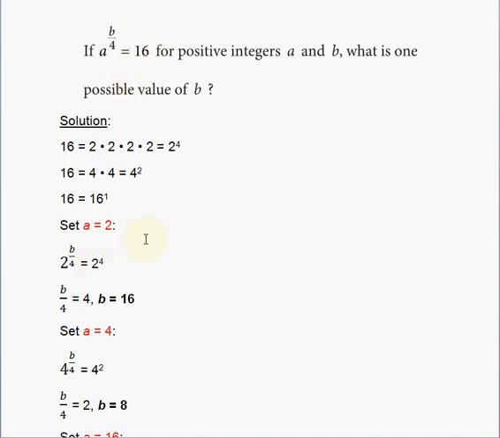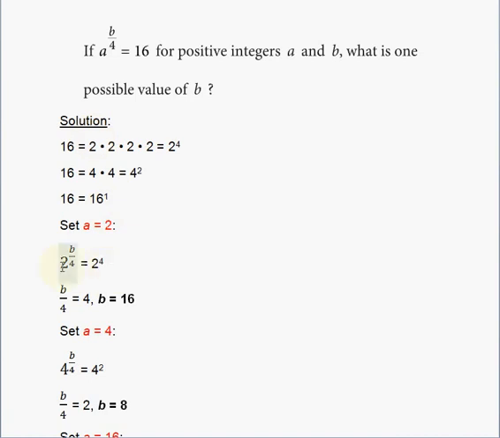So we have 2 raised to the power of b over 4 is equal to 2 raised to the power of 4. Because what do we have to do to 2 to get it to be 16? We have to have a power of 4. So 2 raised to the power of 4 gives you 16, and that's why I introduced these reference equations.